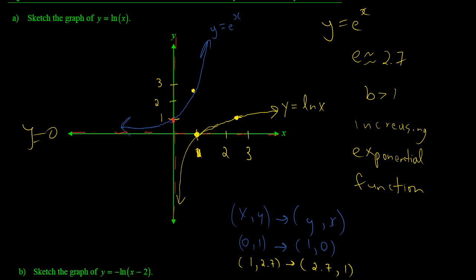So what do you want to remember? y equals natural log of x is increasing. If you're going to do calculus, it's concave down. It's not increasing quickly, it's increasing slowly, so it's concave down. It has no y-intercept, and it has an x-intercept of 1. So that's a very important graph, and I suggest that you memorize it.